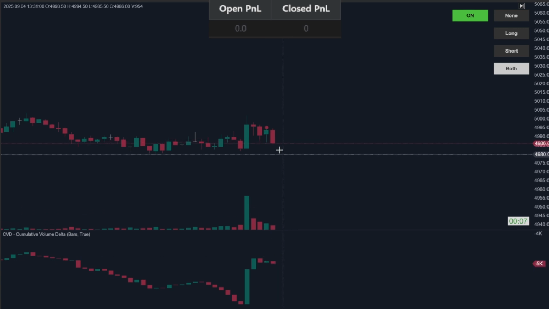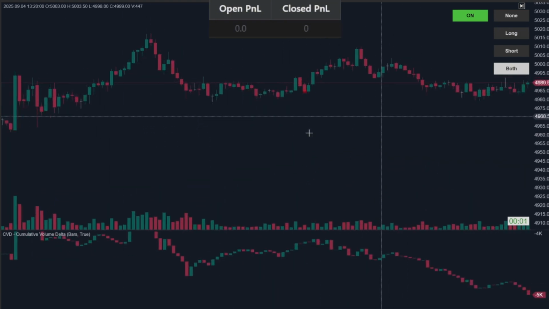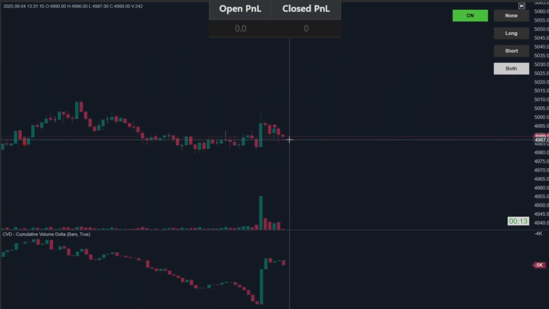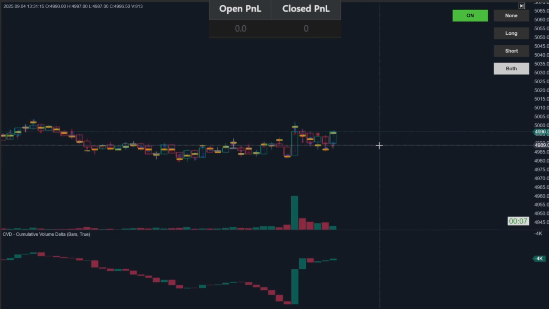If you've never used the FlowPro Bot or you don't know what it is, it's a pretty sophisticated algorithm that uses footprint chart data and order flow analysis to determine where the buying and selling is coming into the markets, and pretty much shows you optimal trade entries.